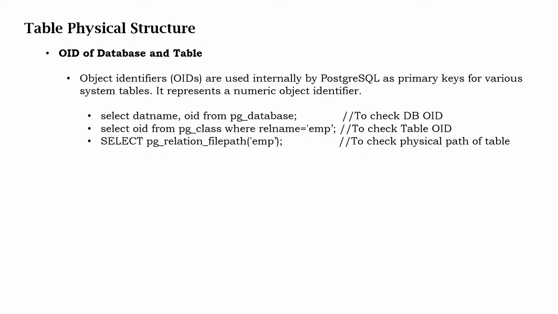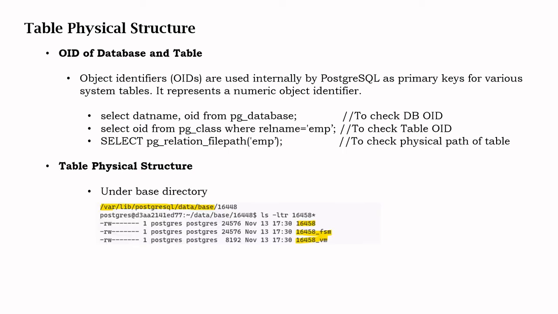Now let us check the physical structure, how it looks for the table. Whatever data is present in Postgres, it stores inside the base directory. In the base directory, you will have the folder structure with the database first, and inside the database folder, you will have the tables. Here you can see 16448. From the above commands, you can relate it: 16448 is the database OID which we got from the pg_database command. And after that, say for one of the tables, the OID is 16458.